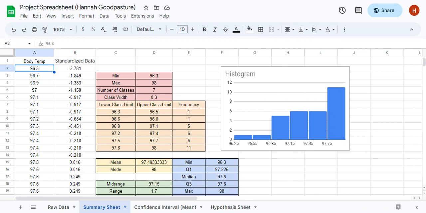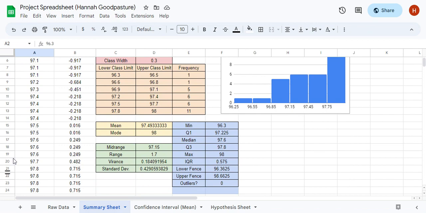And if we scroll up, we can look at my histogram. This histogram is skewed to the right. The most relevant measure of center for this data is the median, because the median is more resistant to outliers compared to other measures of center. And the closest measure of center for this particular data would have to be the mean, because if we look in our data at 97.5, it is the closest to 0 in the standardized data. And if we look at the mean right here, it is 97.49.